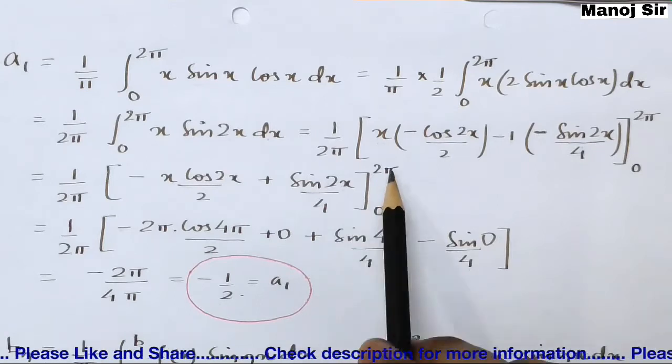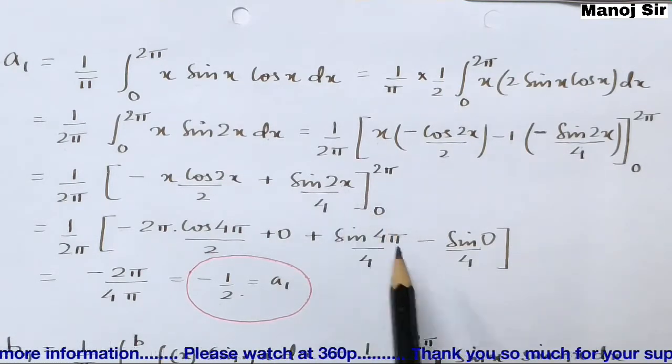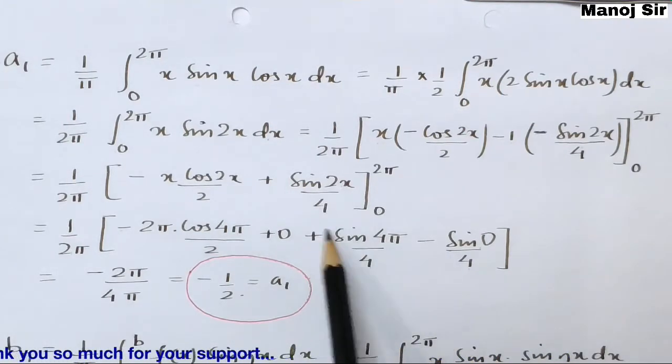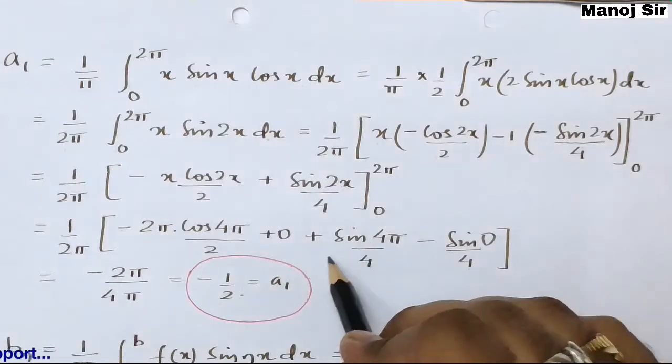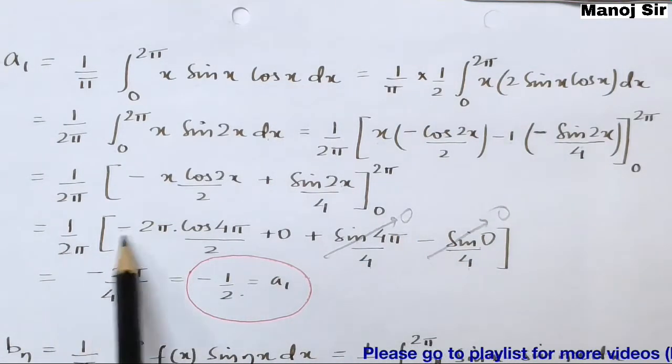Now coming to the second term, if you put the upper limit, this is going to be cosine of 4 pi upon 4. If you put lower limit negative, upper limit positive, lower limit negative, so this is going to be sine 0 upon 4. Now this is going to be 0. This is also going to be 0. So finally we are left with this into this.